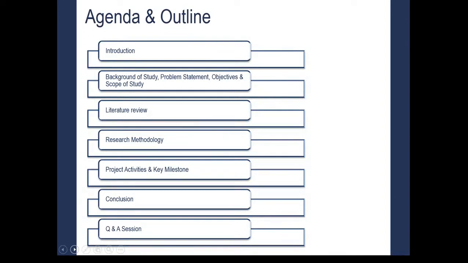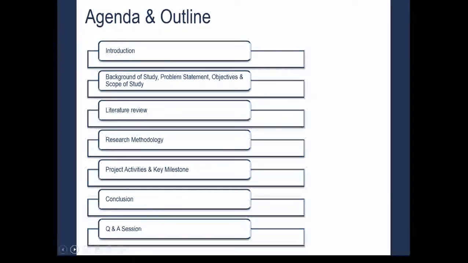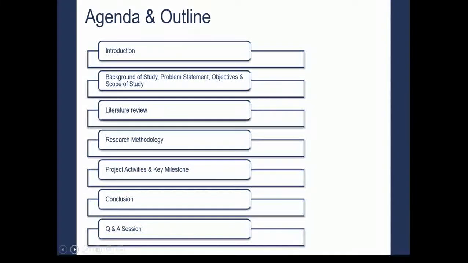So let us begin with the agenda and outline for the proposal defense. First off, I'll start with the introduction, which consists of background study, problem statements, objective and scope of study. Then we will move to the literature review, followed by the research methodology, project activities, and key milestone. Last but not least, I'll end the presentation with a conclusion and Q&A sessions.